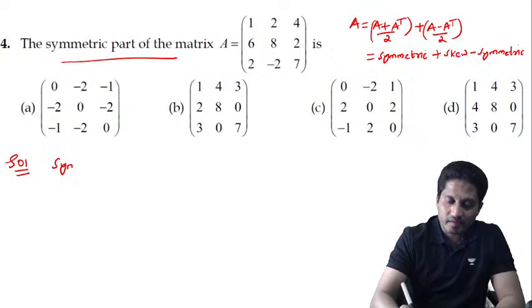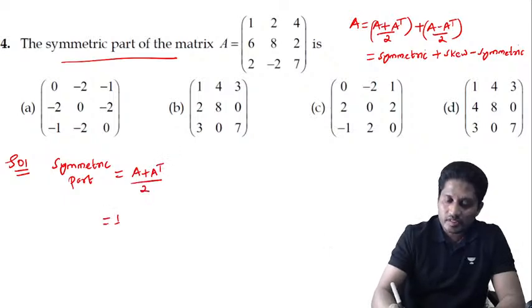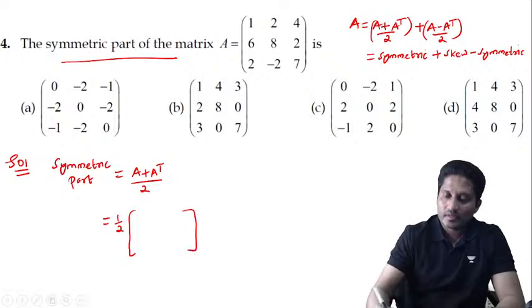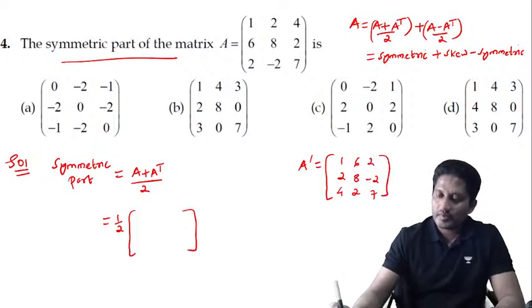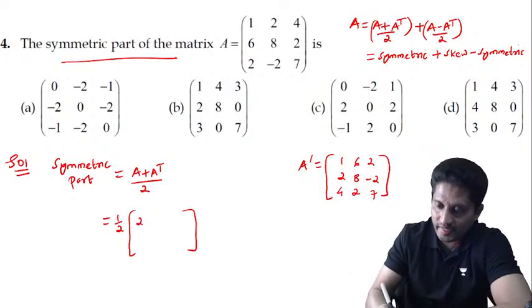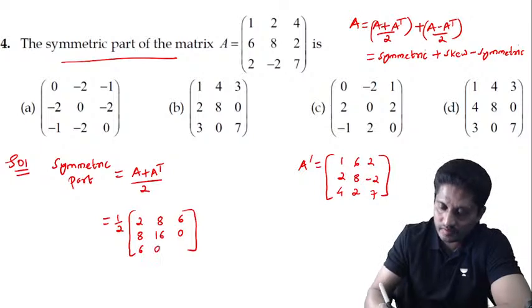So I am supposed to find the symmetric part. The symmetric part of the matrix is A plus A dash by 2. This is equal to half into a matrix. This is A, right? Suppose A transpose is equal to 1 2 4. First row becomes first column, second row becomes the second column, third row becomes third column. If I add A plus A dash, you will get 2 8 6, then 8 16 0, and then 6 0 and 14.